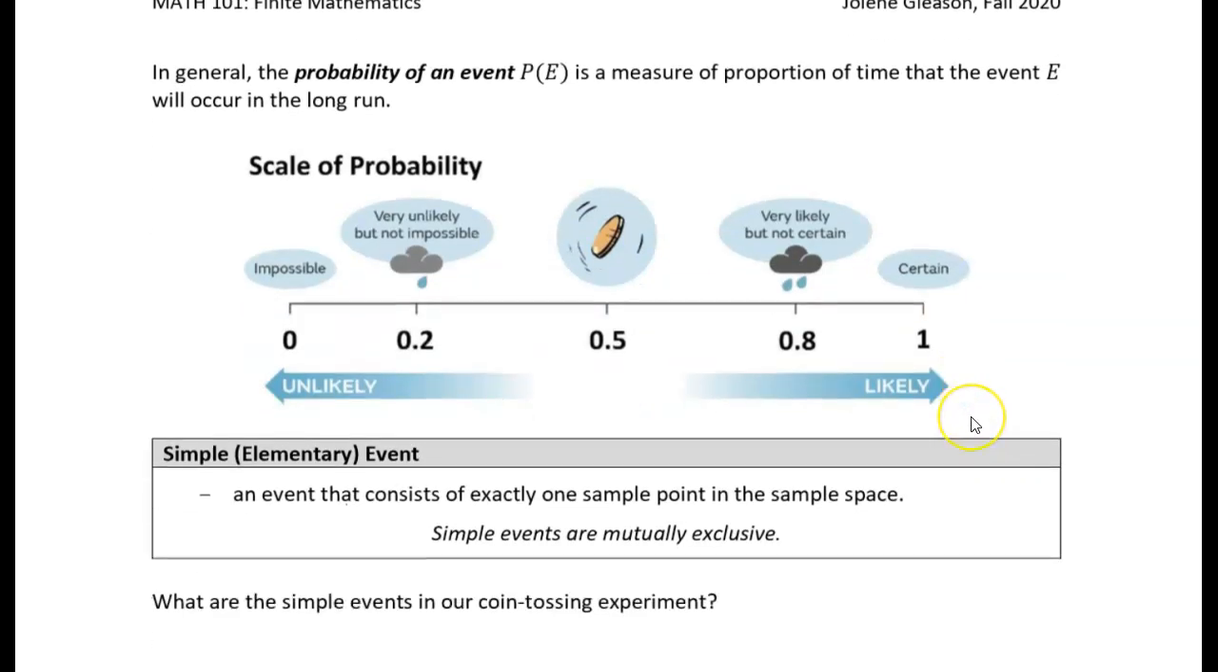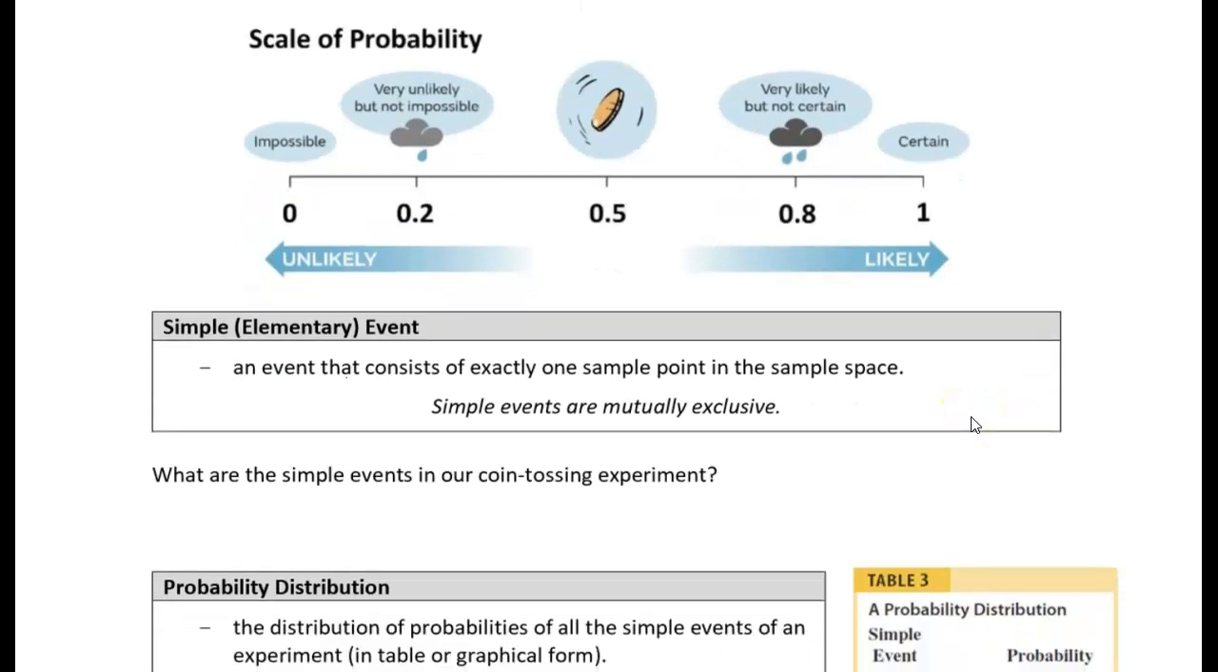So let's define a new piece of vocabulary here called the simple event. A simple event is just an event that consists of one sample point. Okay, so if you recall, an event is a subset of the sample space. And so a simple event is just an event that has one outcome. Okay, and the nice thing about simple events is that they're mutually exclusive, right? So they can't happen at the same time.